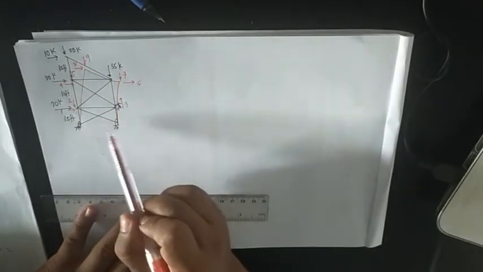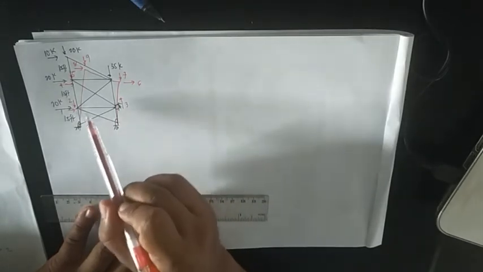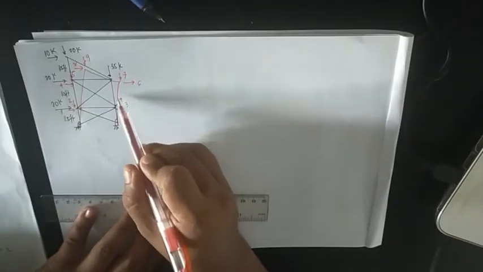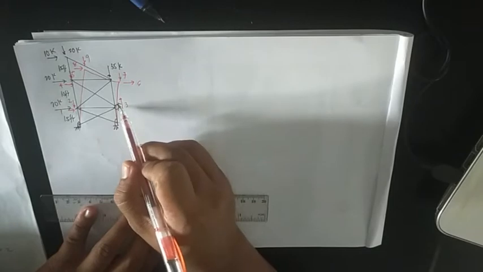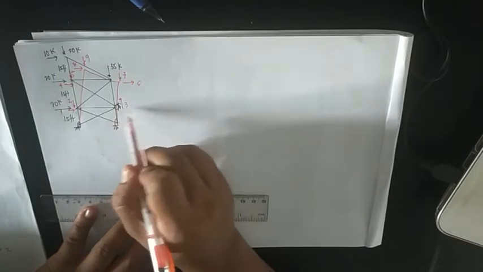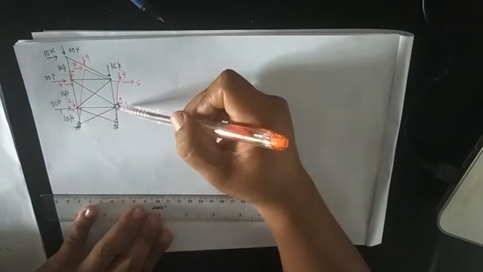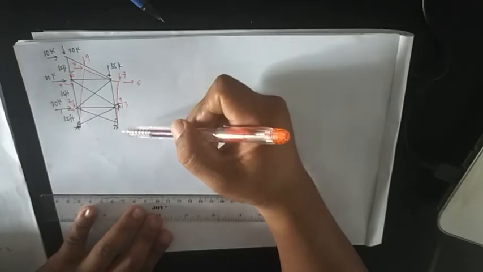Because this is pin, there will be no translation. But here, it will move with either horizontal or vertical translation. Here also it will go up. But along X, it will not move. It will move only along Y because this is roller. It will move up and down, up and down.